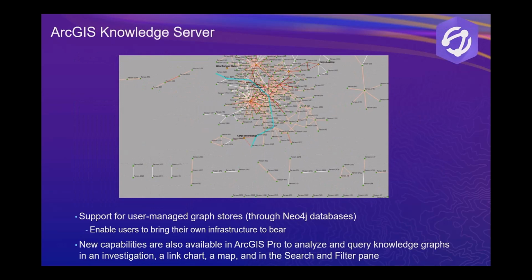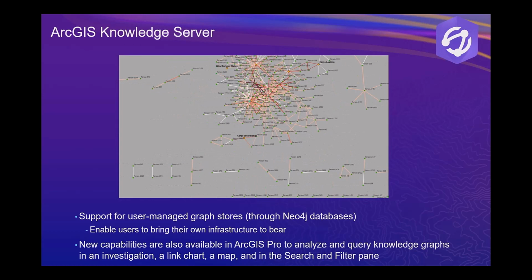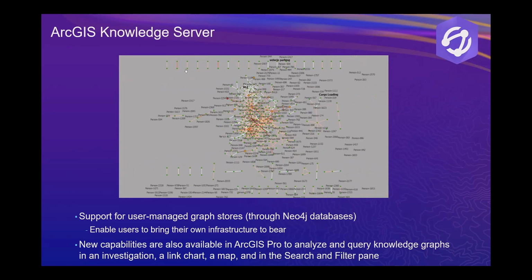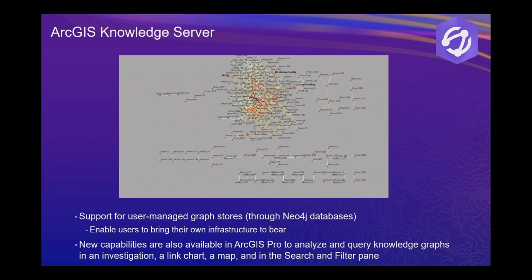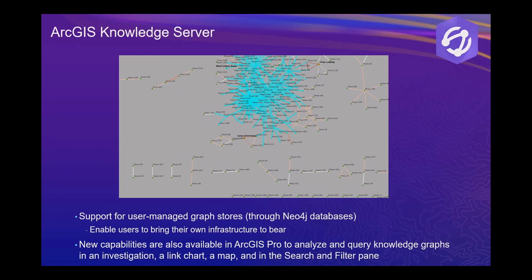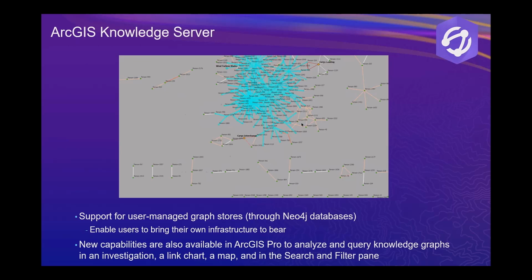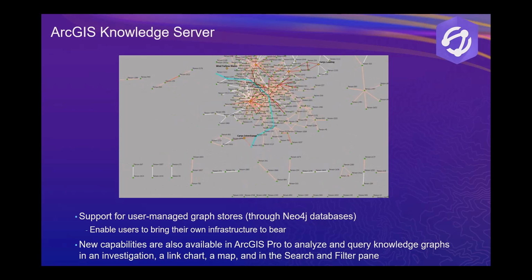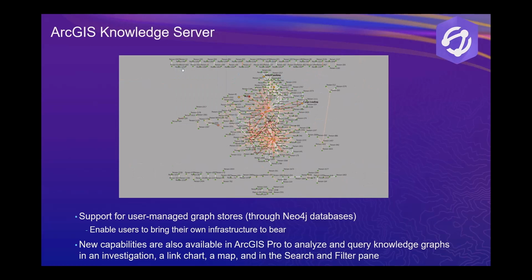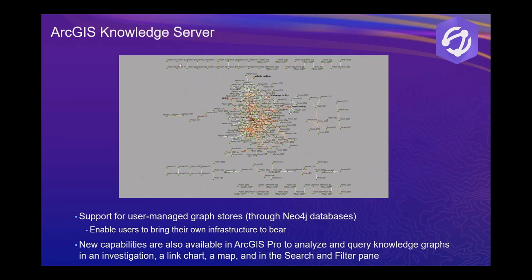Moving on to Knowledge, ArcGIS Knowledge Server brings the power of graph stores into ArcGIS Enterprise. This is very powerful if you would like to understand different types of relationships with non-geographic and geographic data alike. ArcGIS Knowledge Server now supports user-managed graph stores through the Neo4j databases, and it enables users to bring their own infrastructure to bear rather than relying on our own graph store that you can install with ArcGIS Data Store. New capabilities are also available in ArcGIS Pro to analyze and query knowledge graphs in an investigation, link chart, map, and search and filter pane.